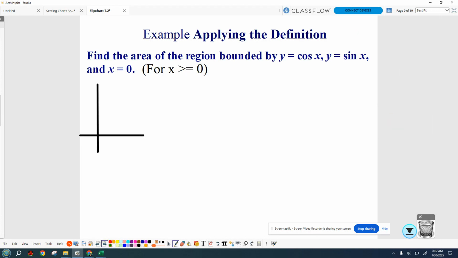Okay, so, first thing, draw this. Cosine, sine, and x equals 0.